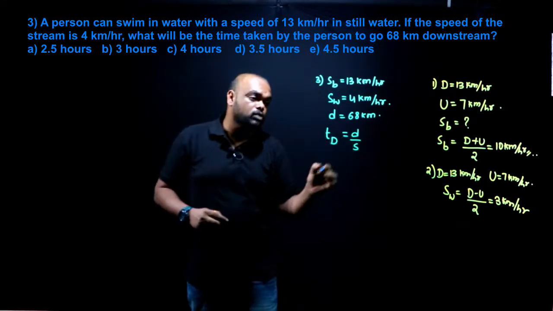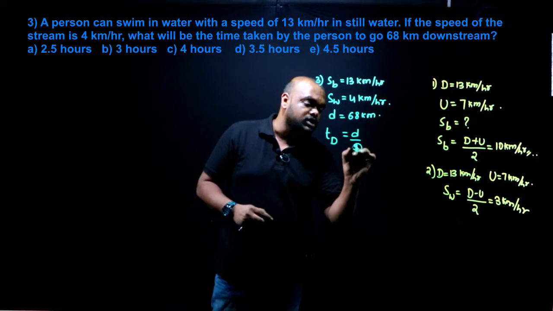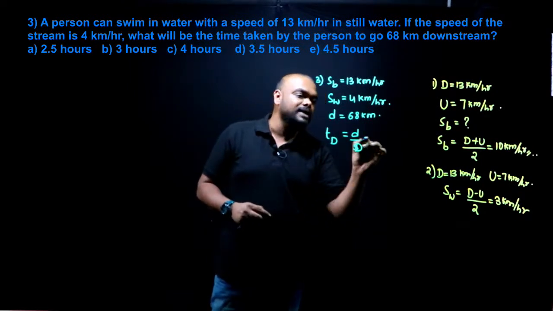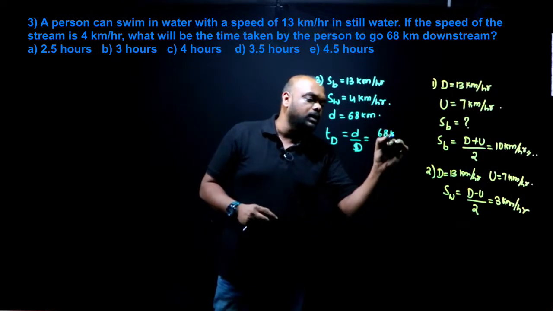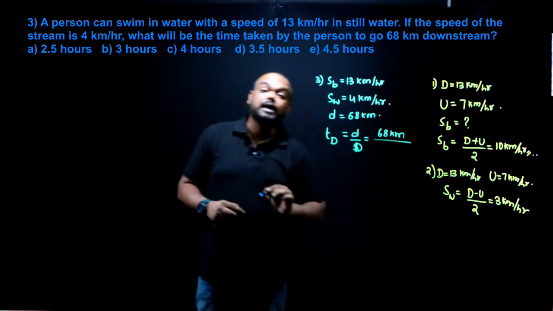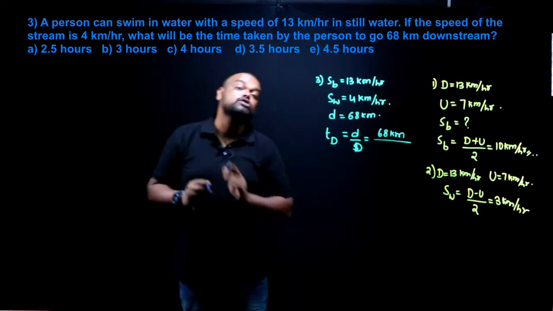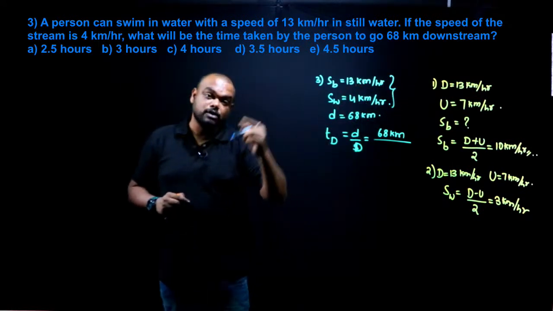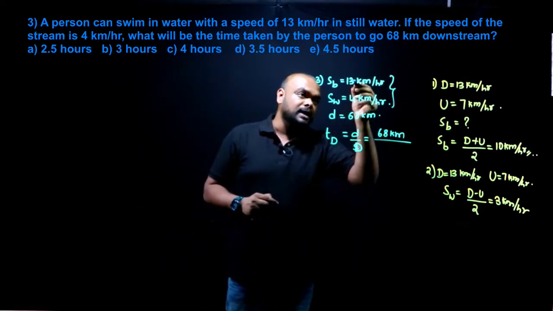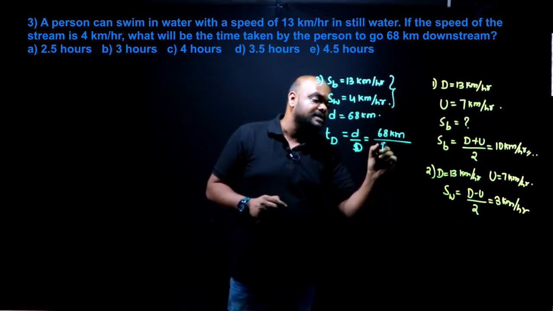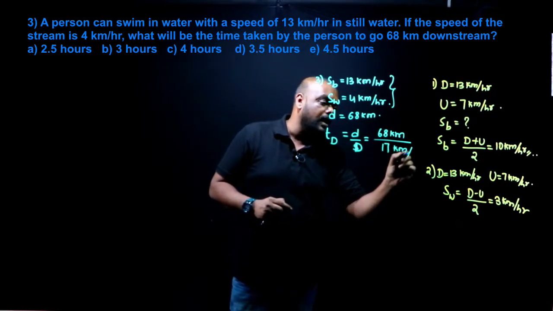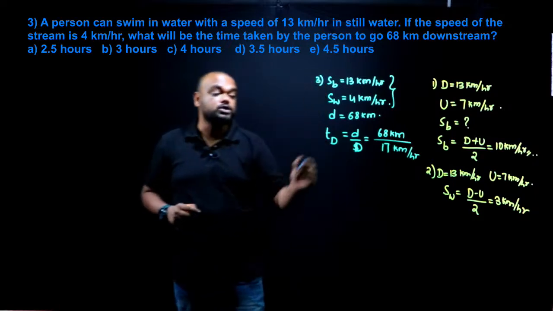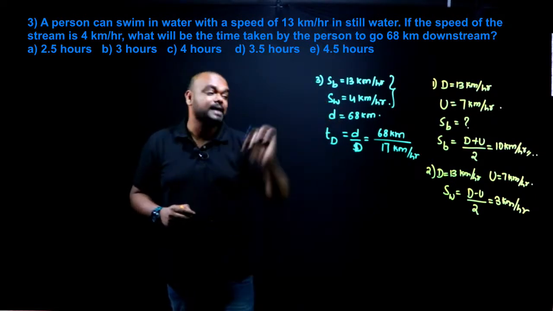Since he is going downstream, the speed must be the downstream speed. What is the distance? 68 km. Now, what is the downstream speed? Recall, how do we calculate downstream speed? Speed of the boat plus speed of water is downstream speed. So 13 plus 4, that is 17 km per hour. Check your notes. Downstream speed is SB plus SW.